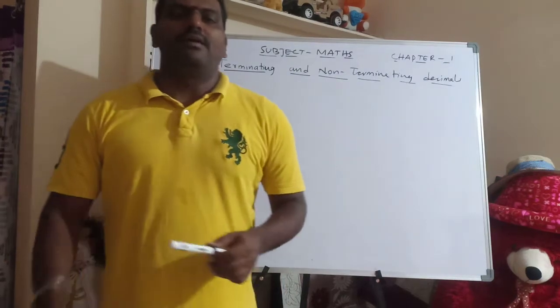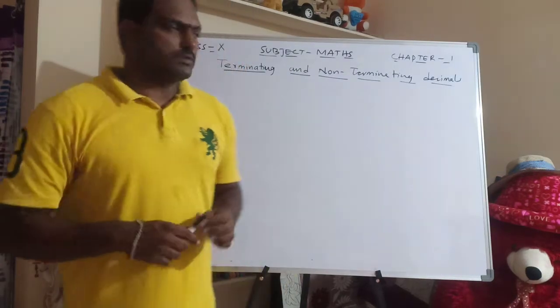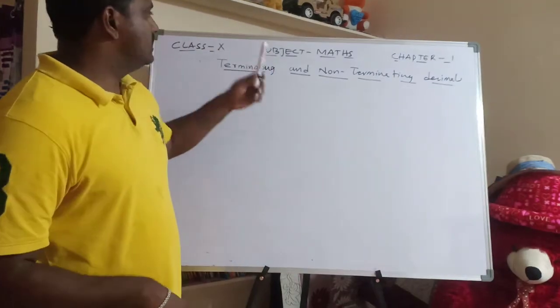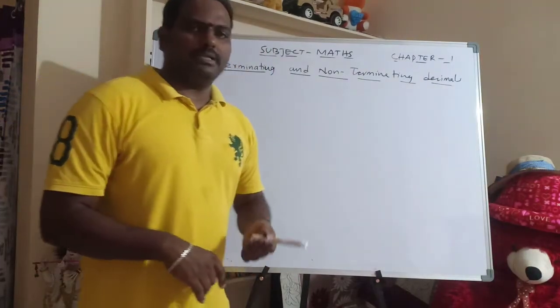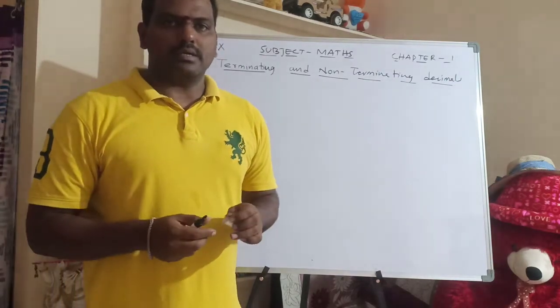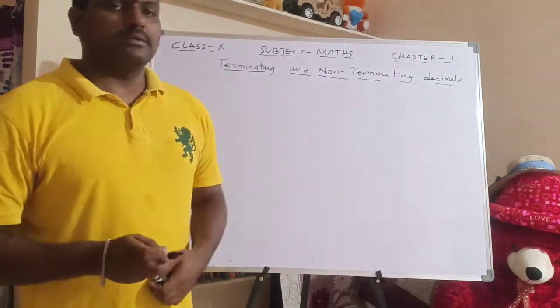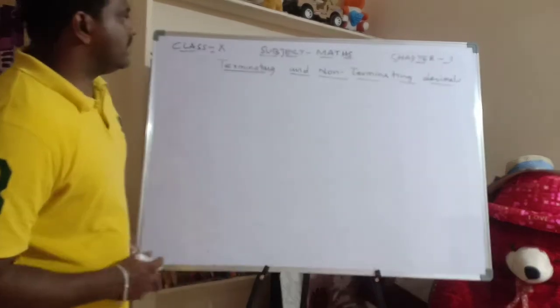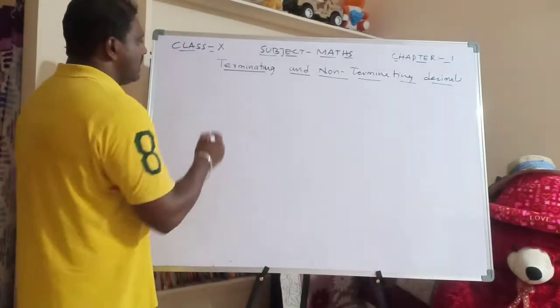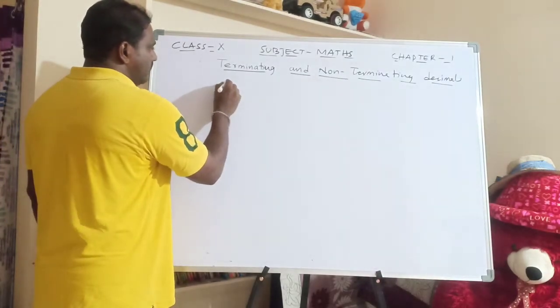Hello children, welcome to today's topic. Today we are going to discuss terminating and non-terminating decimals, a very important topic for 1 mark or part B questions. Let us start with some examples. Suppose 4 by 5.